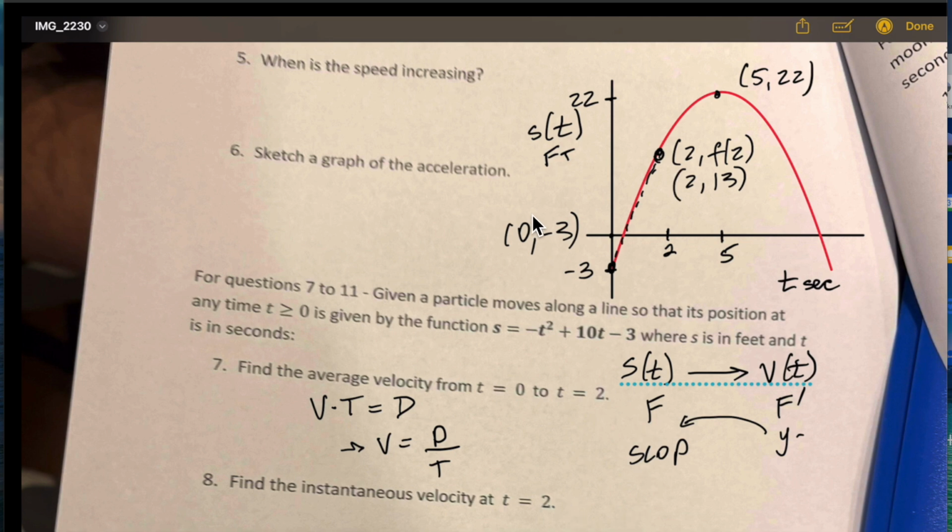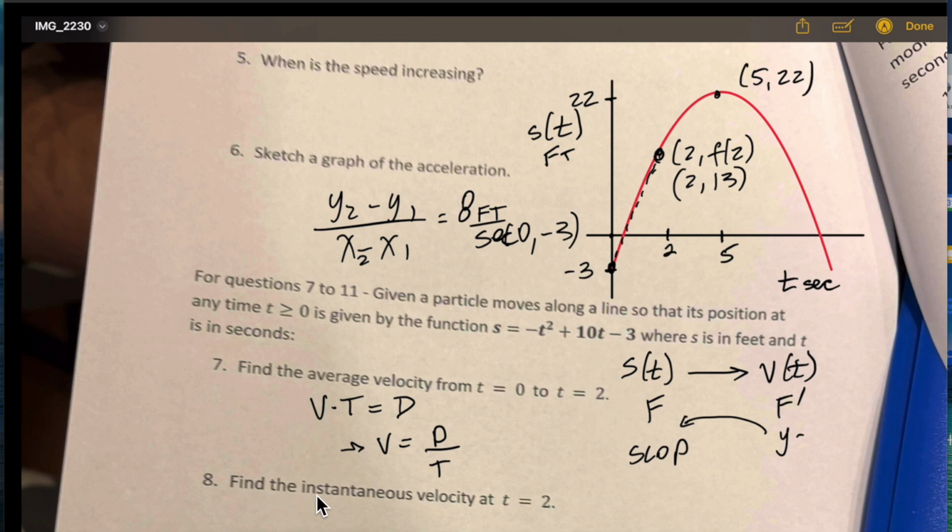And when you plug into the formula of y2 minus y1 over x2 minus x1, we get a slope of 8. So therefore, the average velocity in that interval is 8 feet per second. Now remember, when we're talking about the slope of a line, and they give us average, that means it's going to be between 2 points.